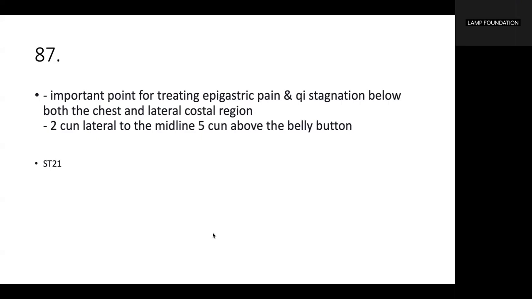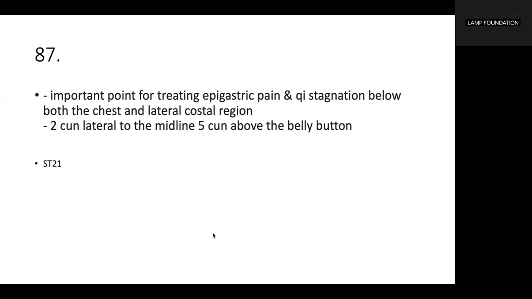Lateral. So, can you imagine? Kidney 16 to 21, going up. Then, kidney 16 to 11, going down. How many tsun is that?